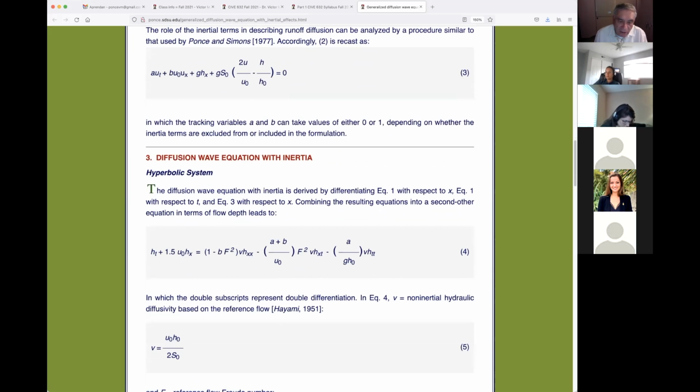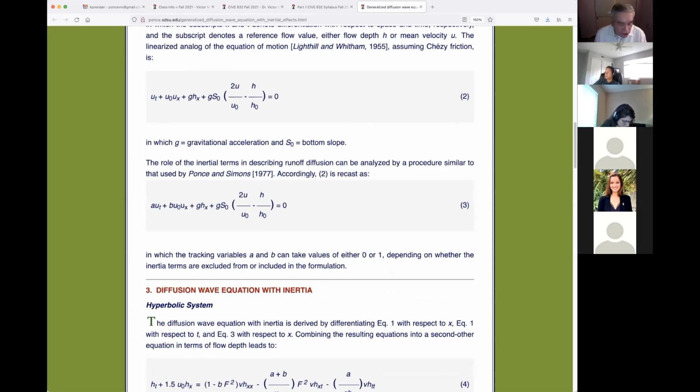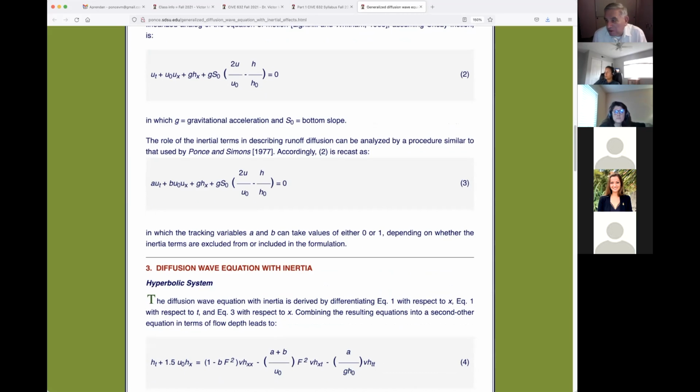Okay, now the hyperbolic system. When we get these two independent equations, we can combine them under a linear assumption. We can combine them. This is what Ferrick did.